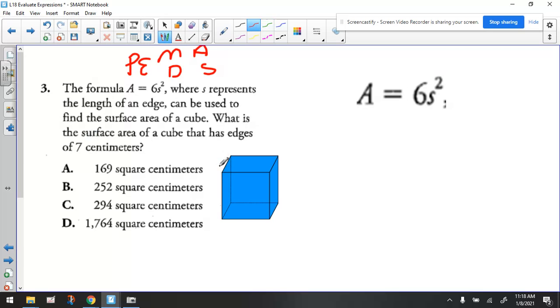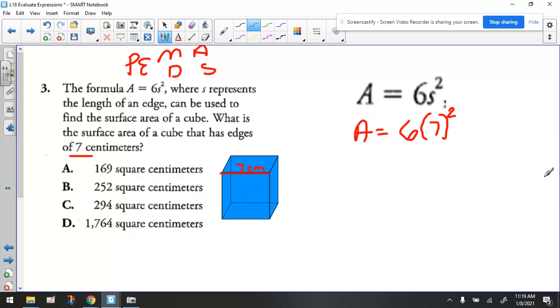So let's visualize the cube, and they're telling us that this is 7 centimeters, the length of that line, which, by the way, means that all the edges, if it's a cube, because opposite sides would be equivalent, would be 7. So if we apply this number to the formula that they give us, then that'll make this a lot easier. Area equals 6, and then the side that they're telling us is 7. So let's put in the 7, and then we have to square that.